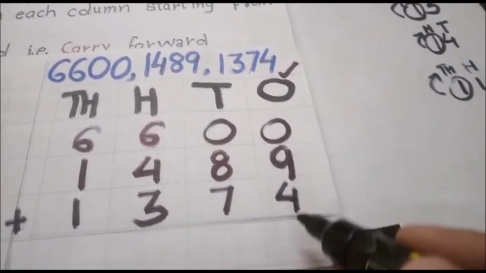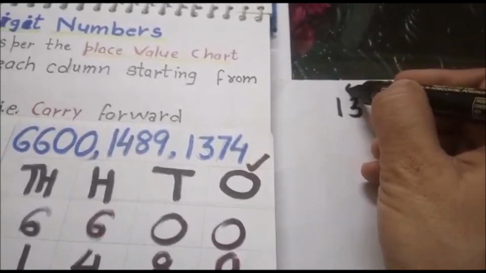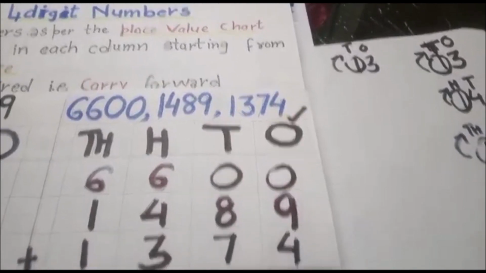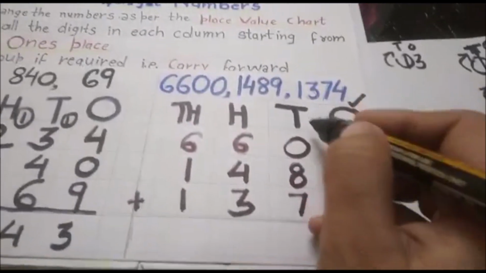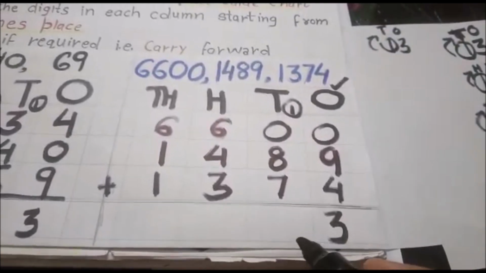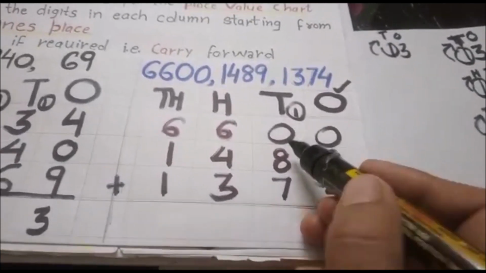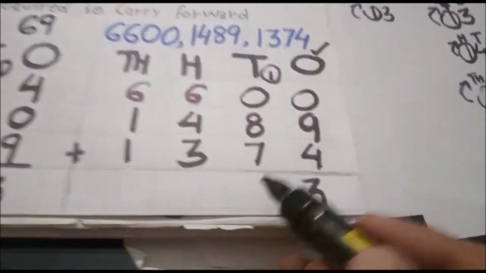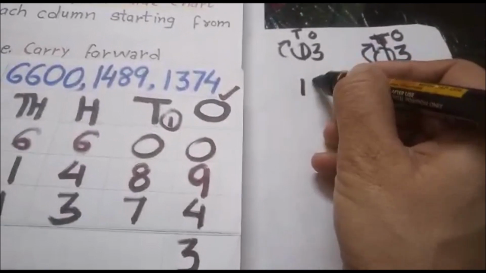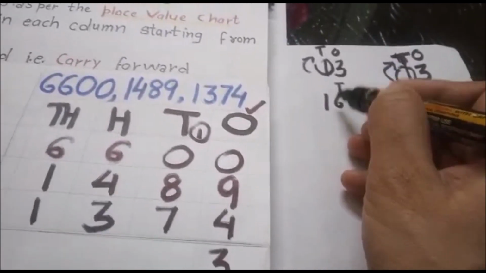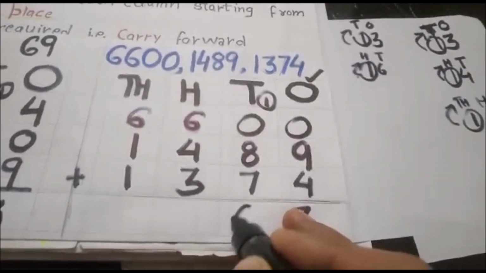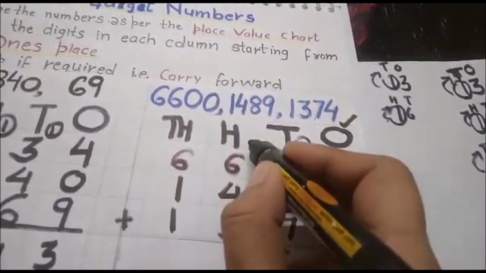So start, 9 plus 4 is 13. So again 13, a 2-digit number. That means this 1 will be carried over to tens place. 3 will be written here under ones place. And 1 will be carried forward to tens place. Now 1 plus 0 is 1. 1 plus 8 is 9. And 9 plus 7 is, yes, 16. Here under tens place we are having 6. And this 1 will be carried forward to hundred place. So 6 will be written here and 1 will be carried forward.